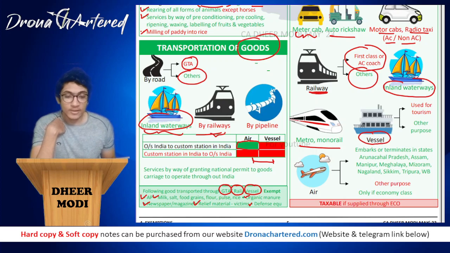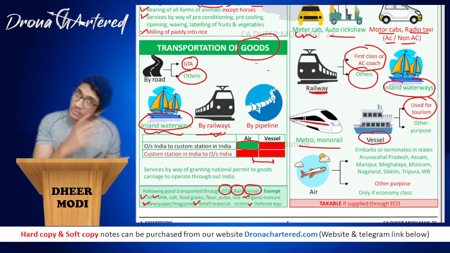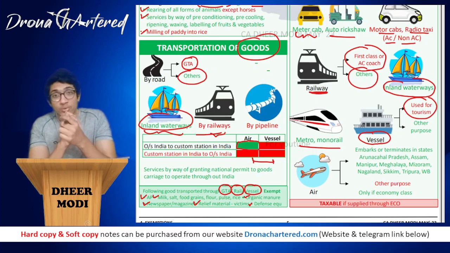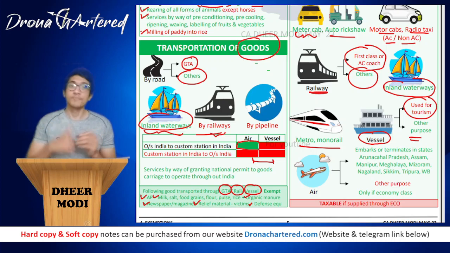However, if you're traveling on a vessel, if there is transportation of people through vessel, and again, if it is used for tourism purpose, it will be taxable. That is, for example, any of your cruises or anything used for tourism purpose will be taxable. For all other purposes, it will be exempt.